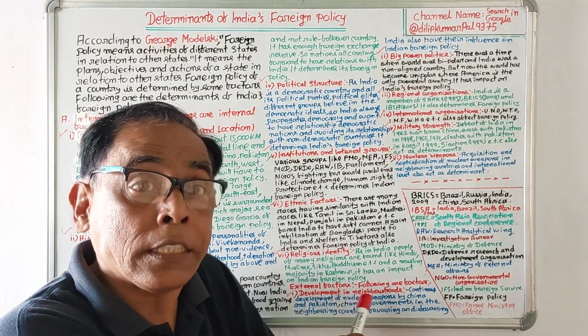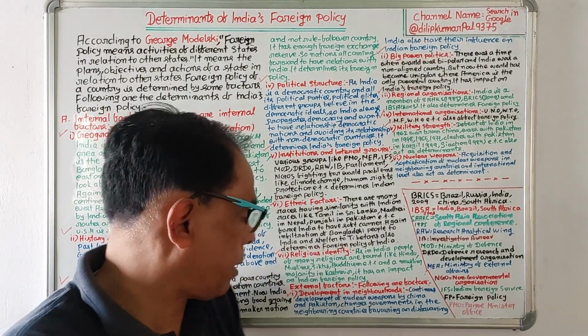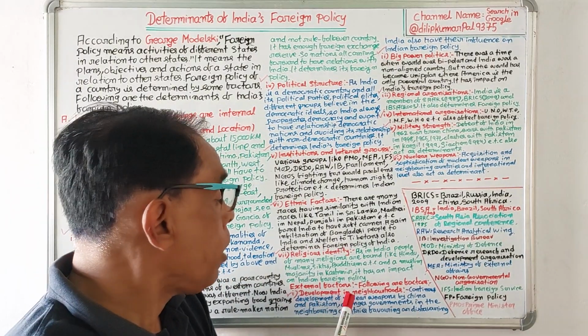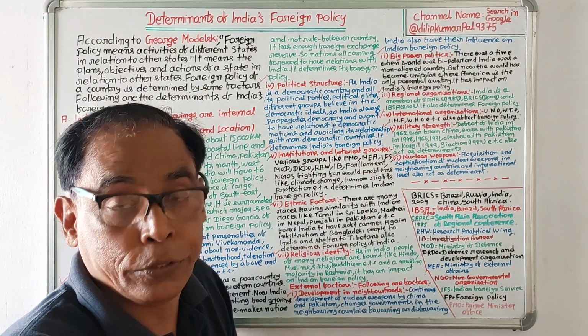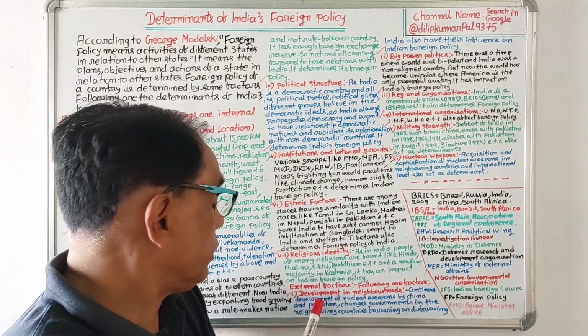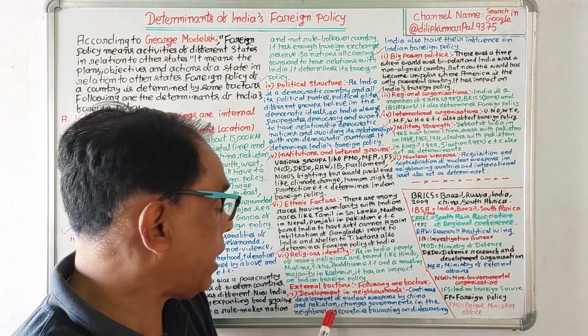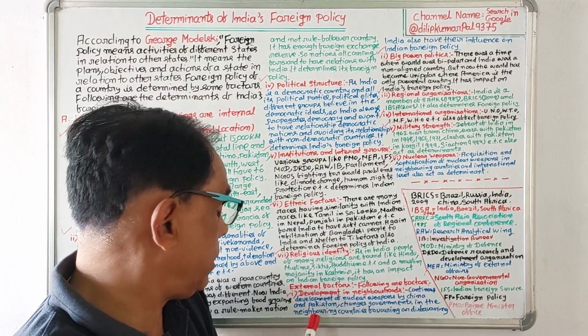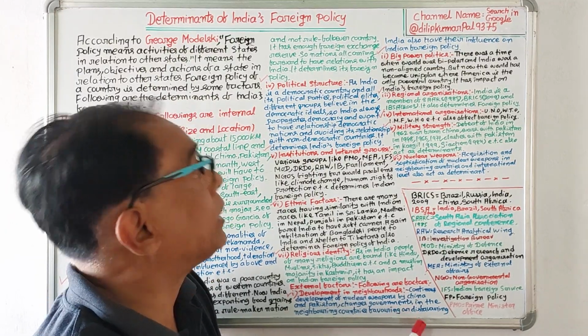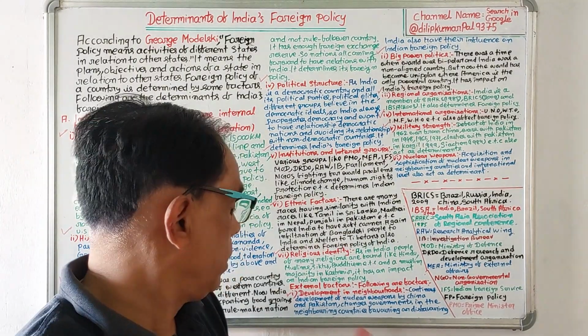Then, external factors. There are also external factors which determine India's foreign policy. Number one, development in neighboring nations. Continuous development of nuclear weapons by China and Pakistan, changes of government in the neighboring countries favoring or disfavoring India also have their influence on India's foreign policy.